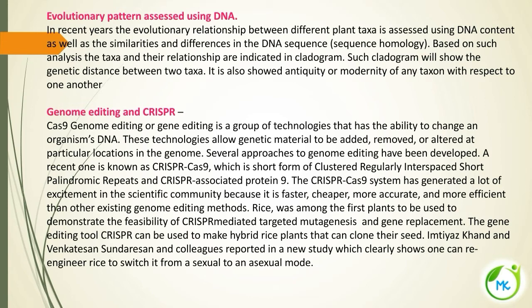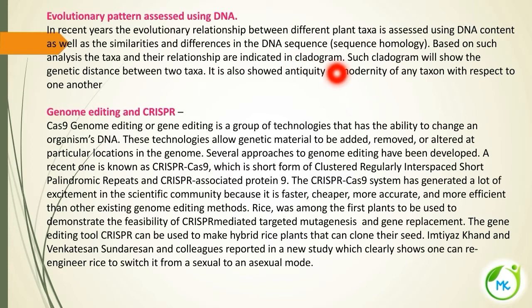So the evolutionary relationship between the different plant taxa can be analyzed by studying their DNA. When we study the DNA sequence, whether it has similar or different DNA sequences, we can know the evolutionary relationship between the organisms. Based on such analysis, the taxa and their relationships are indicated in a cladogram.